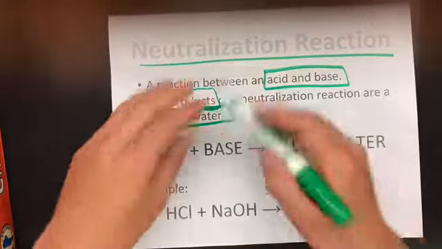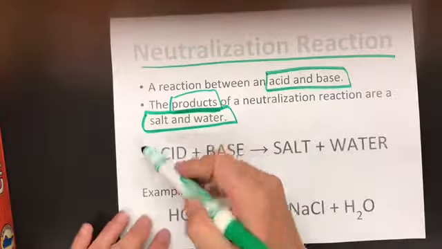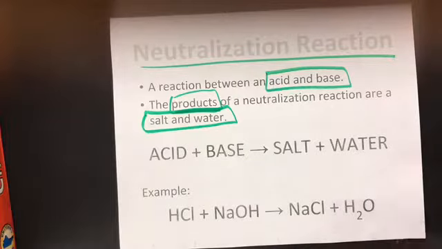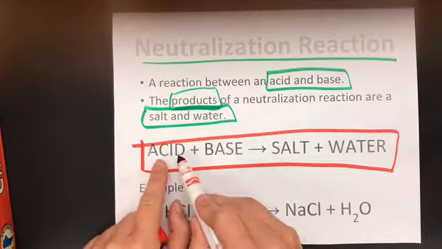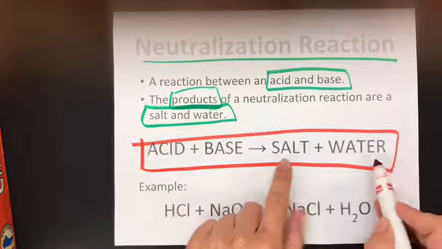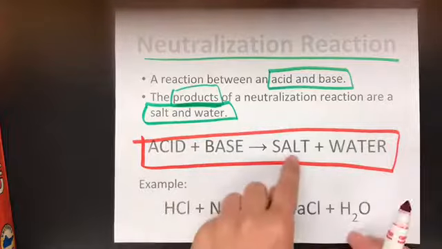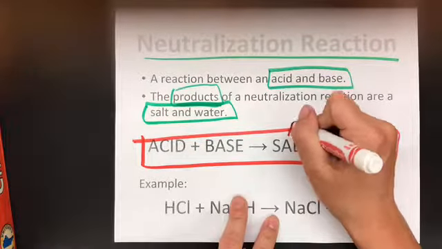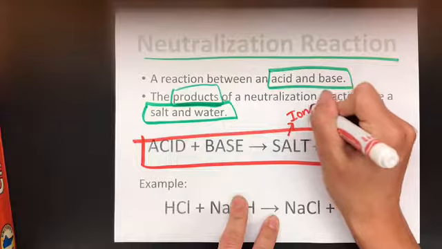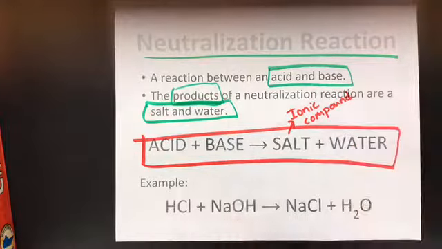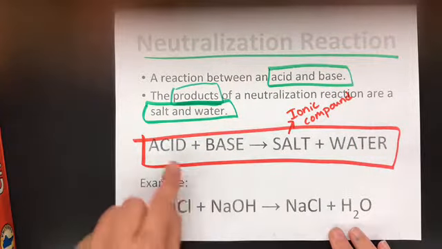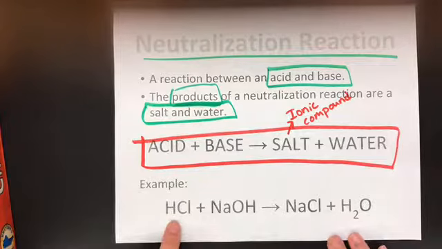So in your notes, don't even worry about that. This right here is what you need to know. It will always be an acid plus base producing a salt plus water. So when acids and bases react together, you always get a salt and water. Now salt is just a fancy word for ionic compound. It's not going to be NaCl, table salt, every single time. Salt means ionic compound. So an acid plus base produces salt plus water. For example, HCl plus NaOH produces NaCl plus H2O.